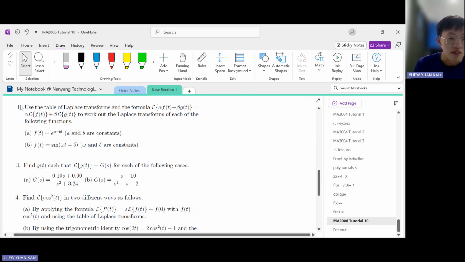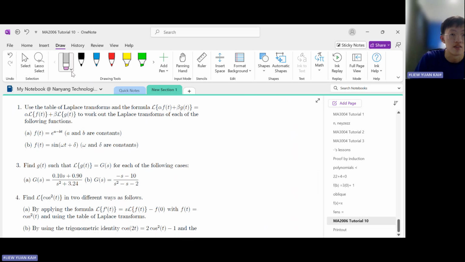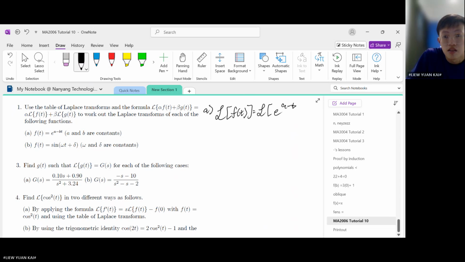So now we can finally dive right into the questions. Use the table and this linear property to work out the Laplace transform of this first function. So let's take a look. Question A, we want to find the Laplace transform of this. If you take the Laplace transform on both sides, you will get this. Remember, this by definition is f of x. And how do you deal with this?